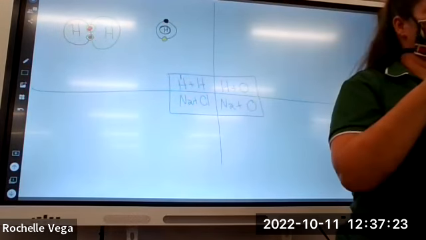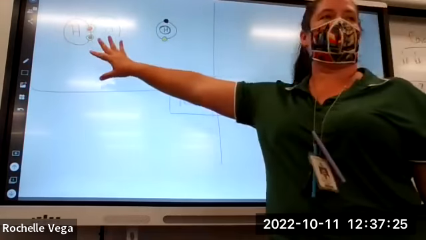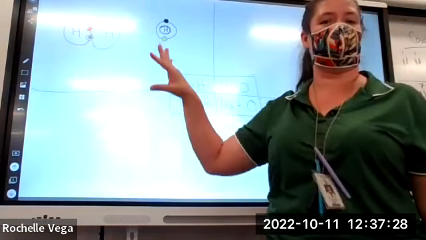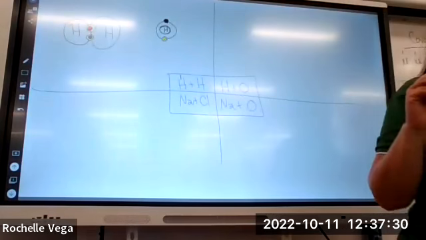Are we good? All right, so this is our hydrogen. This is what you would put in your hydrogen box on the Pear Deck. You want us to draw that?